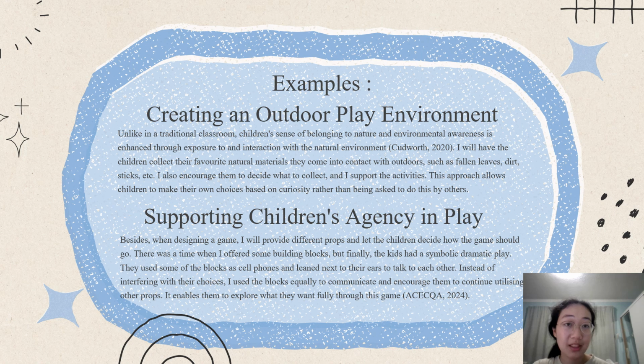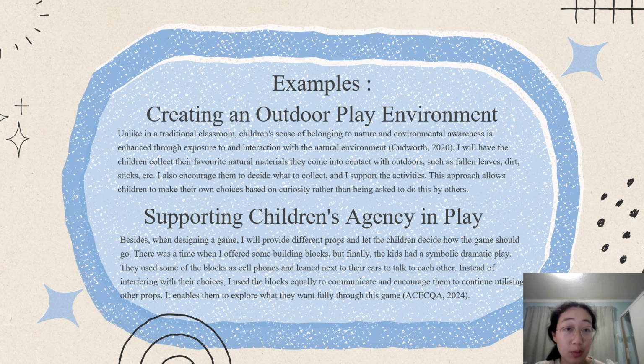Here are two examples. I've been in the process of setting up the playground outdoors. Unlike a traditional classroom, children's sense of belonging to nature and environmental awareness is enhanced through exposure to and interaction with the natural environment. During the learning process, I will support children's agency. It means I will have the children collect their favorite natural materials they come into contact with outdoors, such as fallen leaves, dirt, sticks. I also encourage them to decide what to collect, and I support the activities. This approach allows children to make their own choice based on curiosity rather than being asked to do this by others.